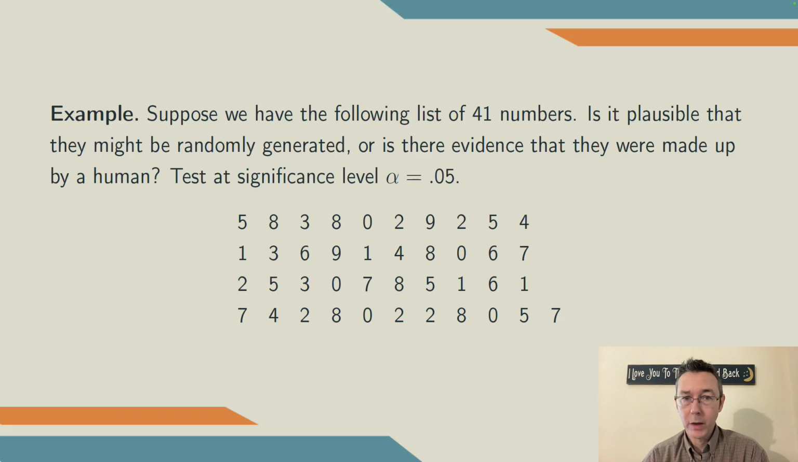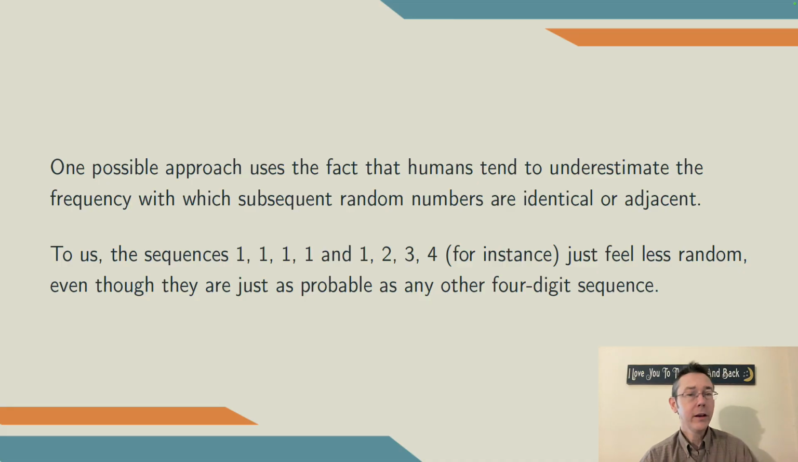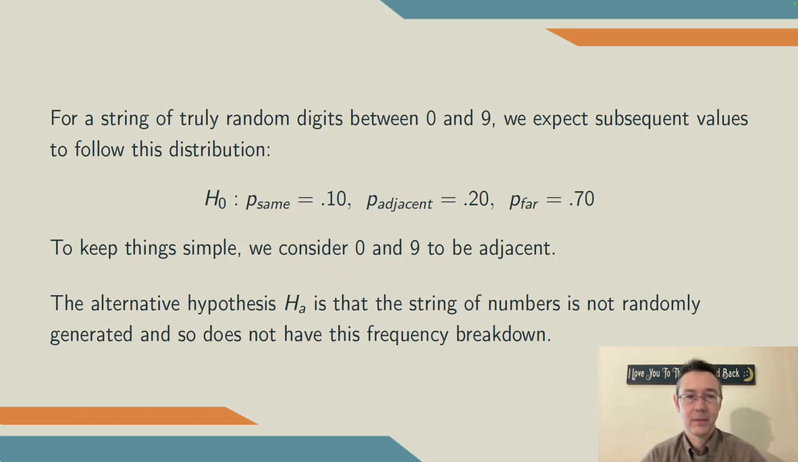It might be fun as you're watching this to take a guess. What do you think? Were these randomly generated or made up by a human? In order to test this, we're going to leverage the fact that humans tend to underestimate the frequency with which subsequent random digits are identical or even adjacent to one another. For us, it just feels like 1, 1, 1, 1 and 1, 2, 3, 4 aren't random, even though they're just as probable as any other four-digit sequence.